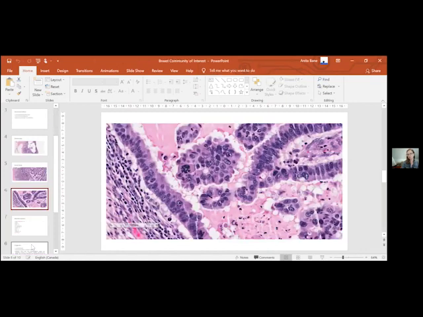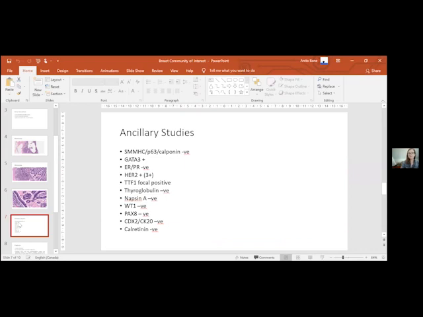And then even more striking at higher power was the marked nuclear cytologic atypia and the prominent and frequently abnormal mitotic figures that were seen in this case. While I don't have the studies to show you, a number of ancillary studies were conducted, including a panel of myoepithelial markers, all of which were negative both within the fibrovascular fronds and at the edge of the lesion.